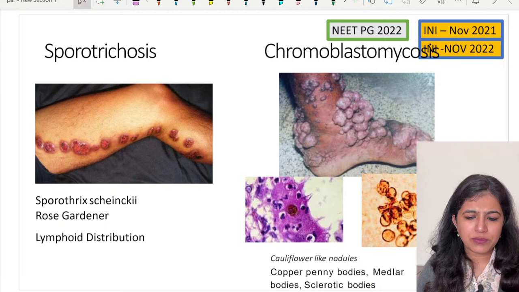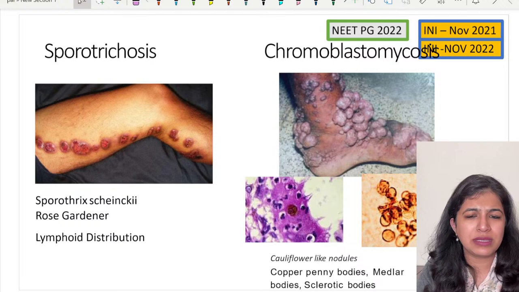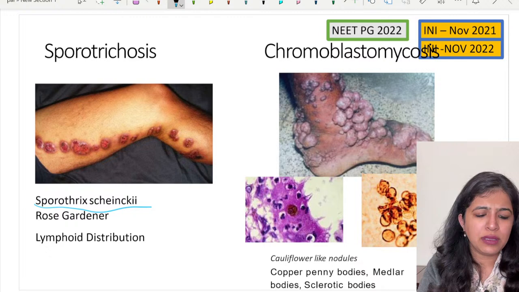Very, very important are the subcutaneous mycoses. Generally, there are three subcutaneous mycoses which are always together in all the options, so you need to know how they look. Sporotrichosis is caused by Sporothrix schenckii. Most of the cases happen in rose gardeners.